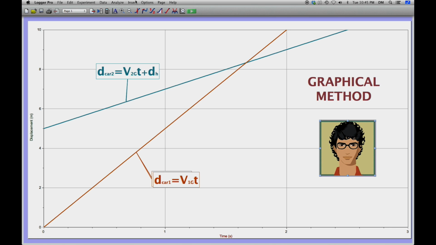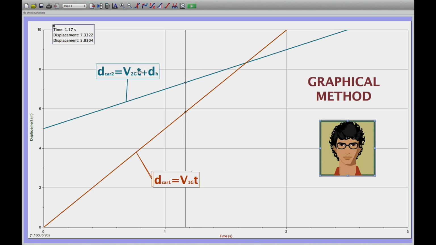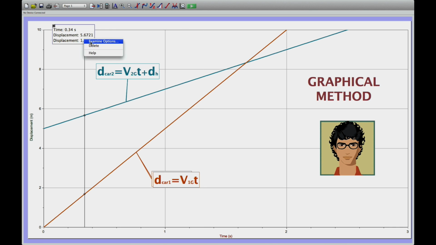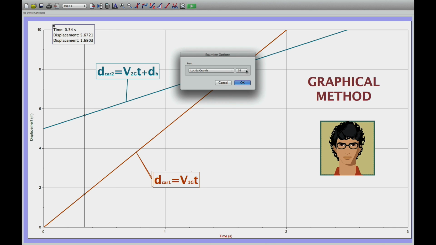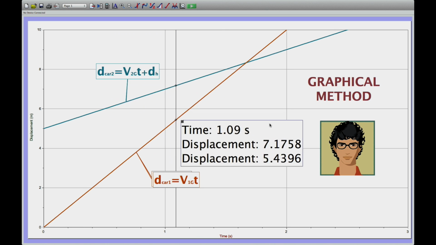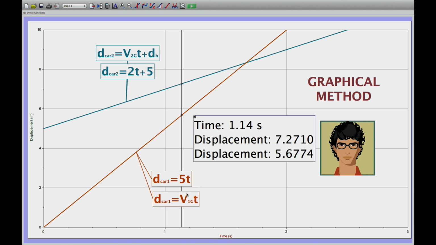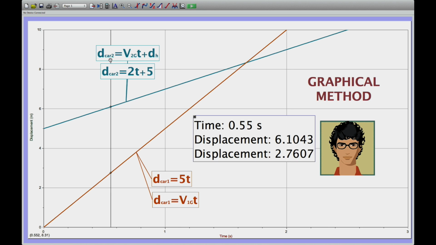There's a tool in Logger Pro. It's called Interpolate. Interpolate's great. I'm going to do that for us and make that font a little bigger for us to see. Oh, how about 48? Yeah, this is looking good. All right. Because what I'll reveal here is the equations with the numbers plugged in, okay? So here we've got D equals 5t, that's for car 1, and D car 2 is 2t plus 5.